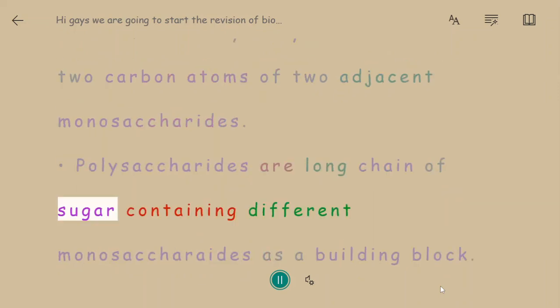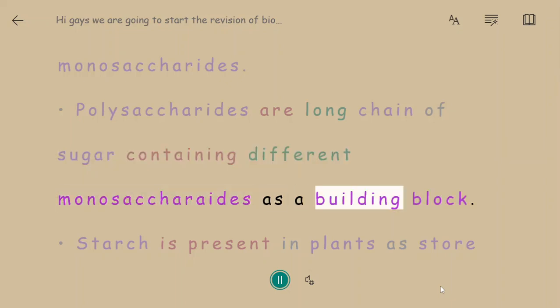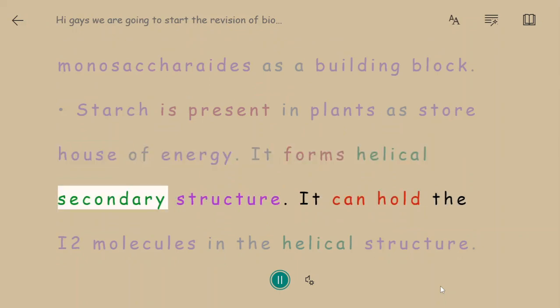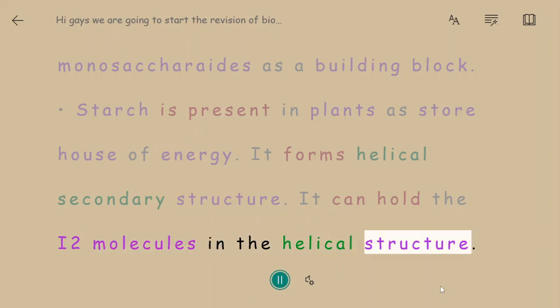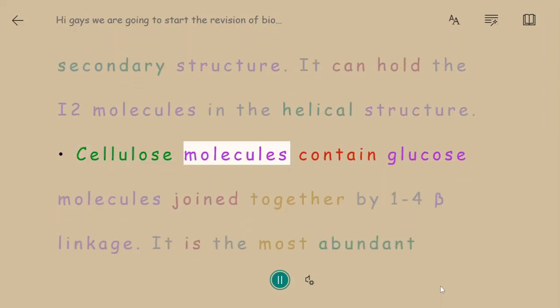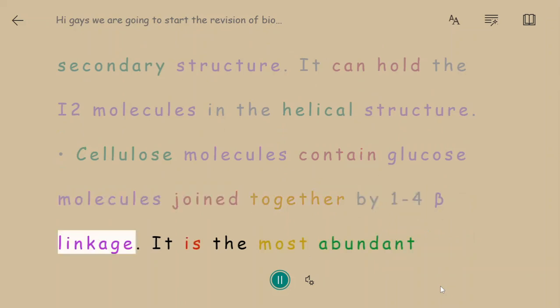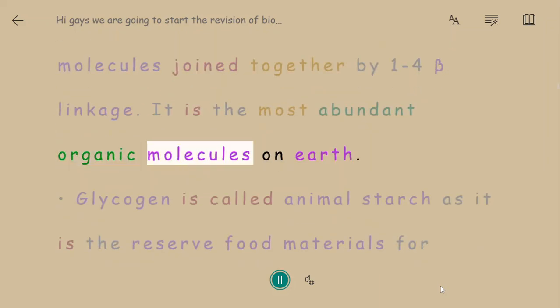Polysaccharides are long chains of sugar containing different monosaccharides as building blocks. Starch is present in plants as a storehouse of energy. It forms a helical secondary structure. It can hold the I2 molecules in the helical structure. Cellulose molecules contain glucose molecules joined together by 1 to 4 beta linkage. It is the most abundant organic molecule on Earth.